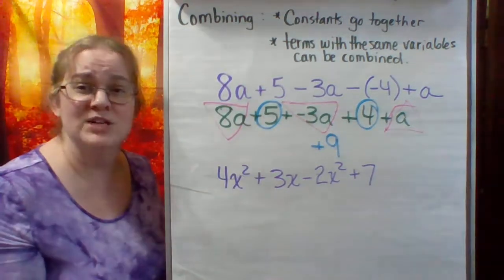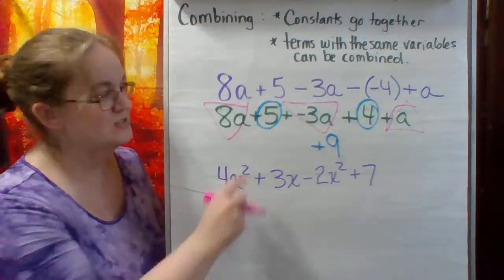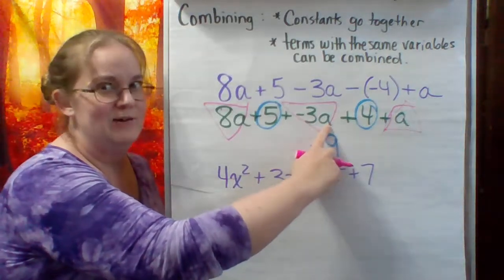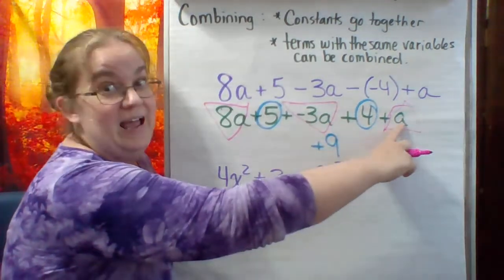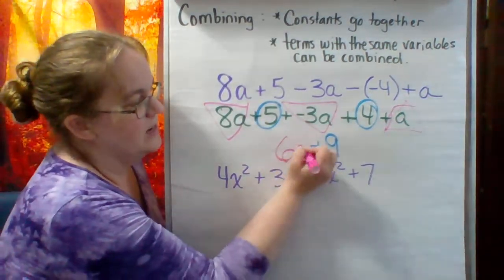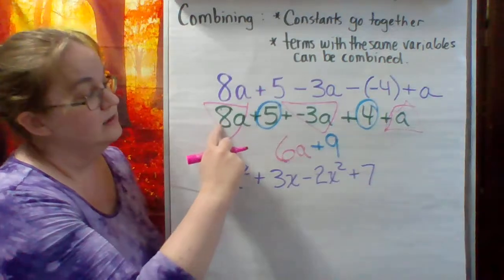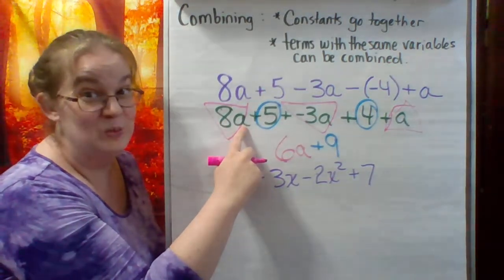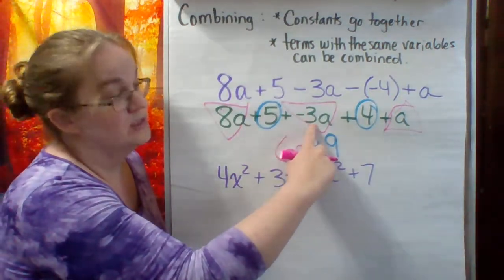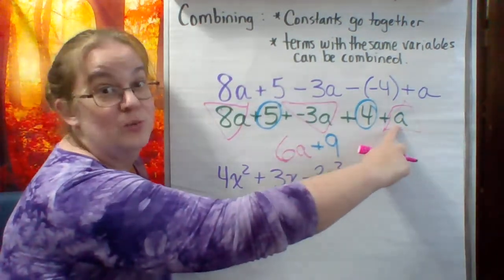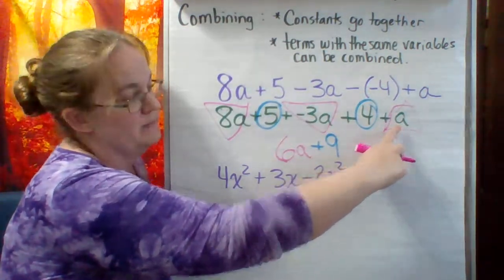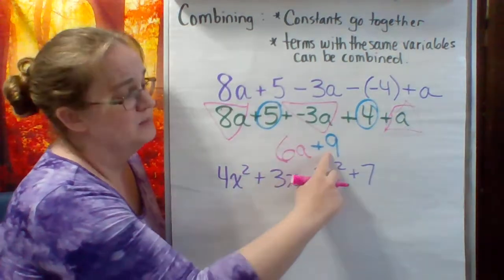I'm looking at a. First word that pops into my head is apple. So I have 8 apples. I take away 3 apples. Now I have 5 apples. And then I add 1 more apple and I have 6 apples. So this would be 6a plus 9. Again, think of the variable as something, and it helps a lot. So I have 8 apples minus 3 apples, which is 5 apples, plus 1 apple. And I know it's just 1 apple because it's just an a, so it's going to have a coefficient of 1. And so that would be 6a plus 9.